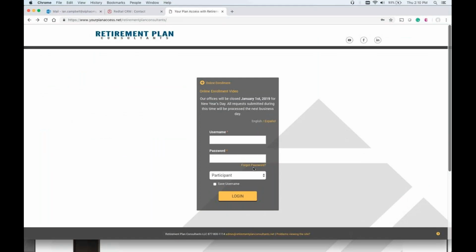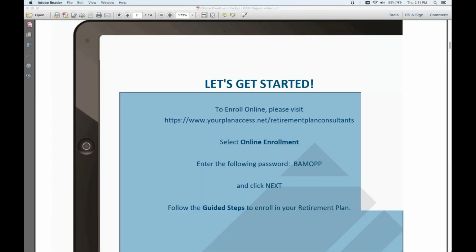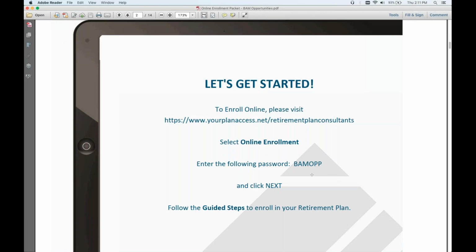I've got it pulled up on my screen to create some familiarity for everyone to see that. The first initial step to enroll online is going to this website, and you'll click in that top left corner where it says online enrollment. You'll click that. It'll flip the screen and then ask you to type in a plan password. The plan password is unique to the business. It's in the middle of this page here. It's BAMOPP. It is in all capital letters, and make sure there's no spaces before or after that. So BAMOPP in all capital letters will get you into that appropriate plan. So make sure you are doing that step.